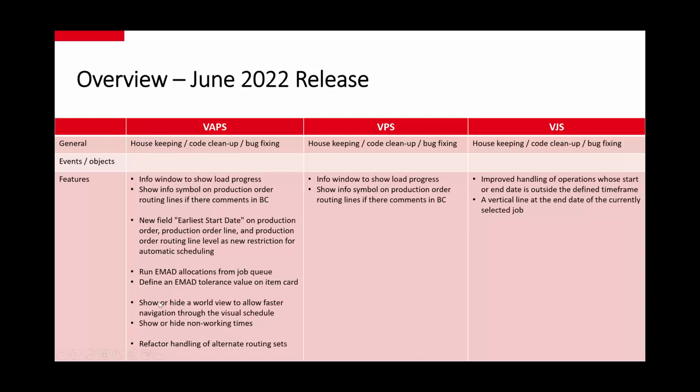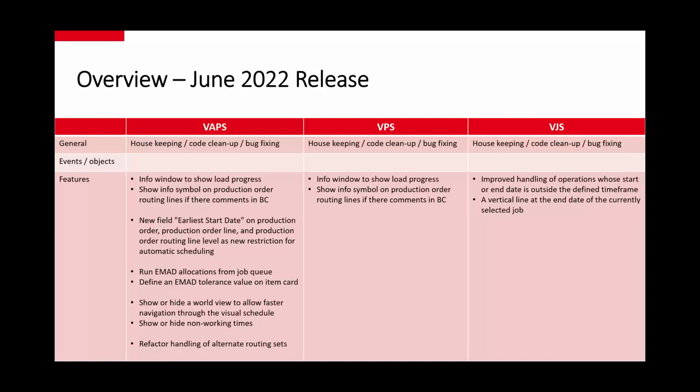And then we made two things to better look at the data. You can show or hide non-working times, same as you can in the VPS. And we added something new that we call a world view that allows you to navigate faster through especially complex schedules. And then last but not least, we refactored the handling of alternate routing sets.